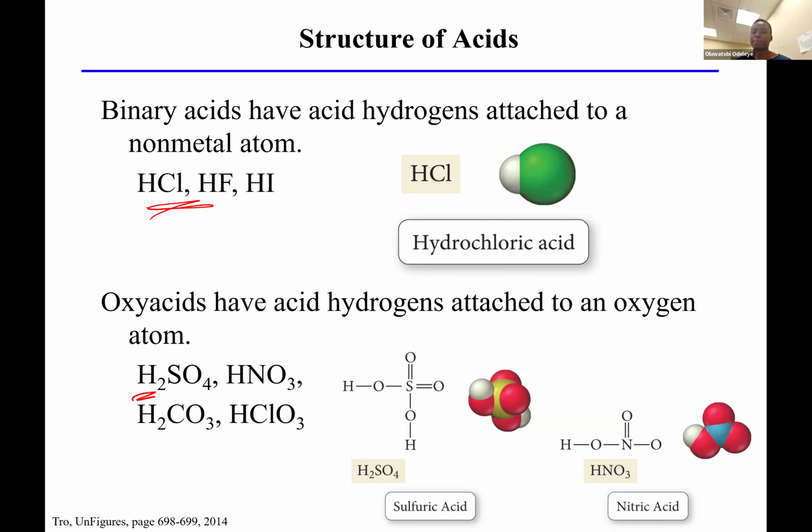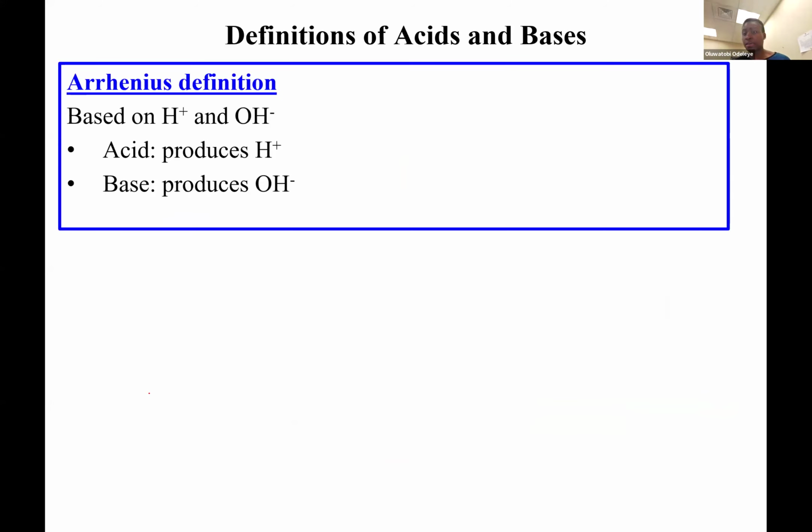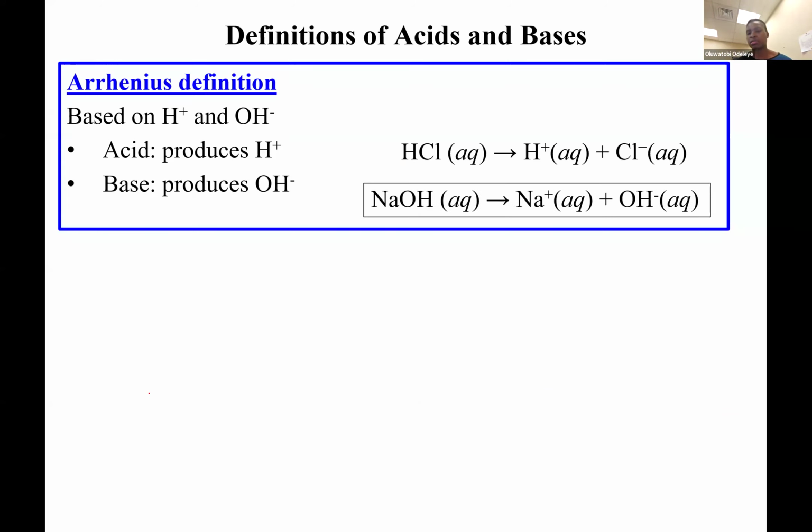Okay, there are three types of definitions of acids. We're going to focus on the first two, Arrhenius's definition and then Bronsted-Lowry's definition. Arrhenius says, hey, an acid produces H. When it's dissolved in water, it gives you an H. So for example, HCl dissociates to give you H+ and Cl-. Arrhenius then said, hey, well, for a base, it has to give you OH-. Okay, so NaOH dissociates to give you Na+ and OH-.